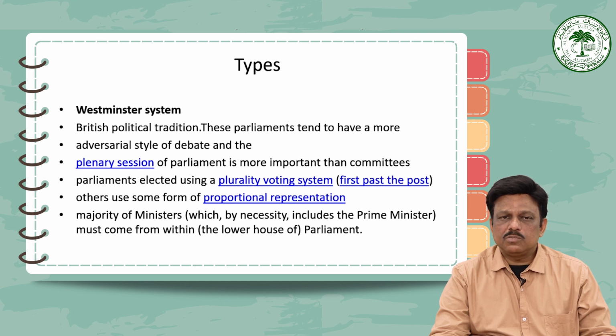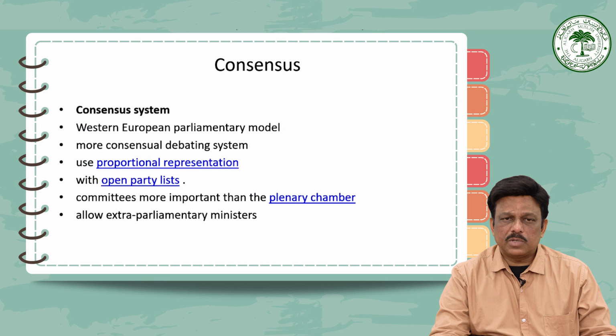Now, most Westminster systems employ strict monism, where ministers must be members of Parliament simultaneously, while some Westminster systems, such as Bangladesh, permit the appointment of extra-parliamentary ministers, and others such as Jamaica allow outsiders to be appointed to the ministry through an appointed upper house, although a majority of ministers, which by necessity include the Prime Minister, must come from within the lower house of Parliament.